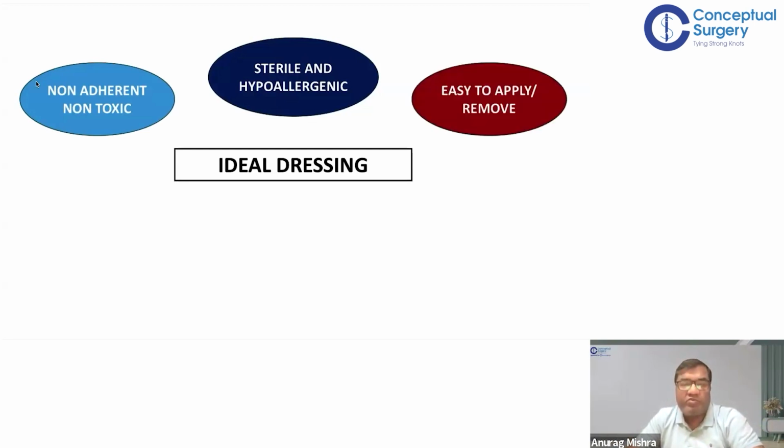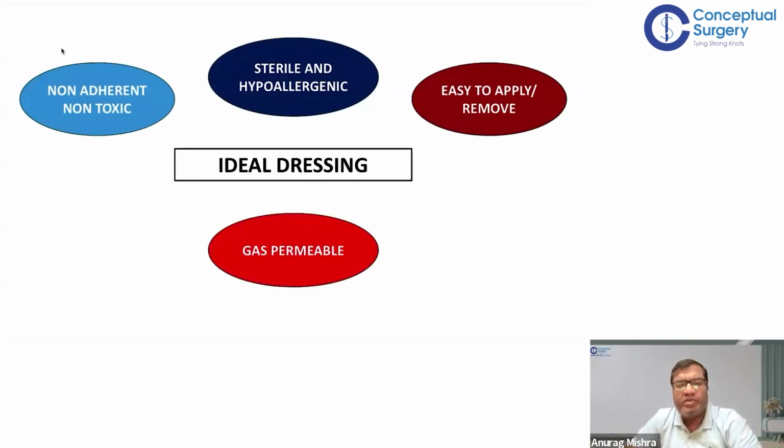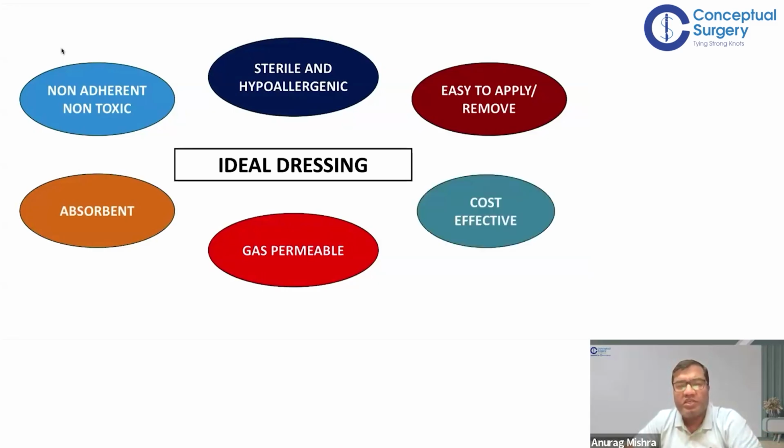It should be easy to apply and remove. It should be easy to learn. It should not be very complicated in terms of how to do that dressing. It should be permeable to gas. Again, it has been proven that atmospheric oxygen also plays a role in healing, so it should be generally permeable to gas. It should be absorbent so that it absorbs any secretions which the wound produces. And obviously, nobody likes to spend too much if it can be done at less cost, so the dressing should be cost effective.